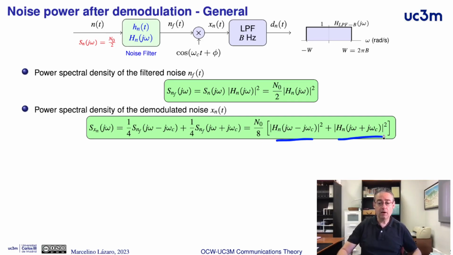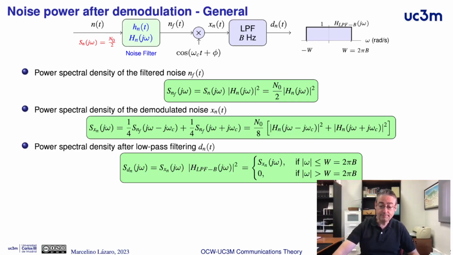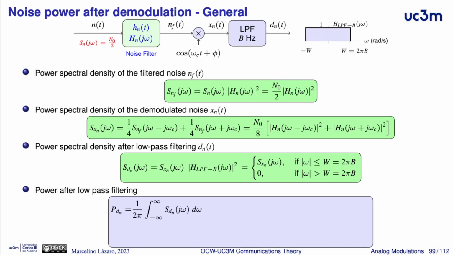c. Now we have the low pass filter, and taking into account the bandwidth of the signal, the low pass filter is only limiting this expression here to the range between minus and plus the bandwidth. It's very simple to check this. Finally, this is the expression for the power spectral density of the noise that we have here at the output of a coherent receiver.